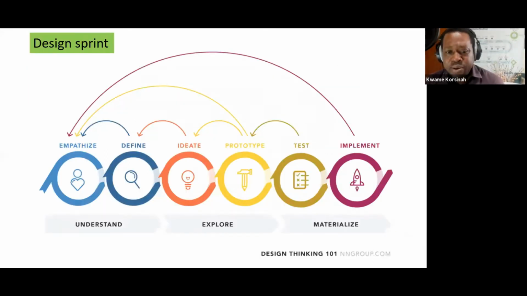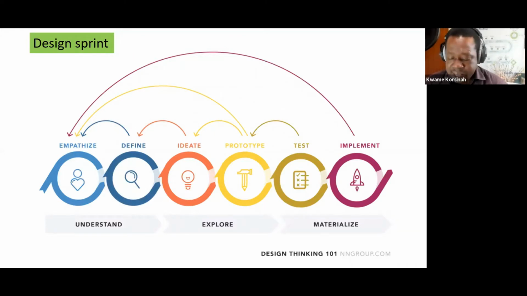What I've been emphasizing is that we seek to understand the customer's needs or the customer's problem. Let's explore, and some of the techniques for exploring we'll be delving into today. And then we want to materialize a solution for our customers. This is an iterative stage. It's not a step-by-step approach. We would go back to each stage if need be.